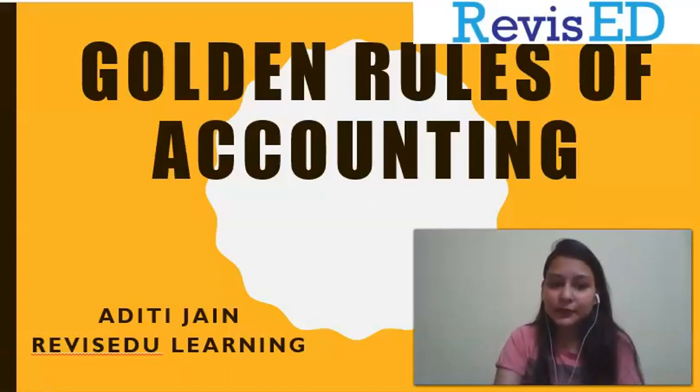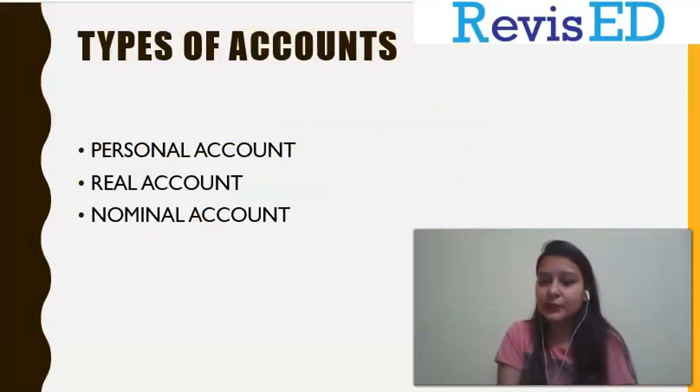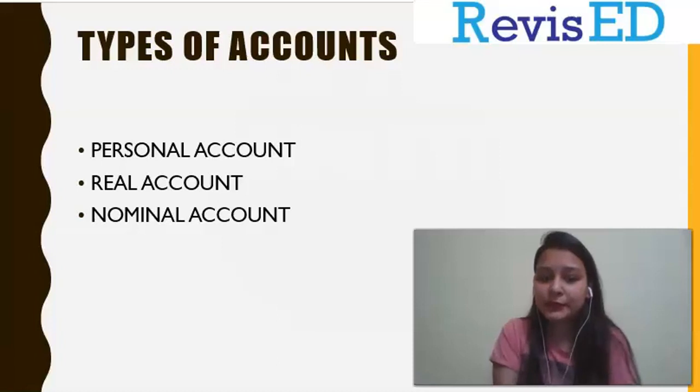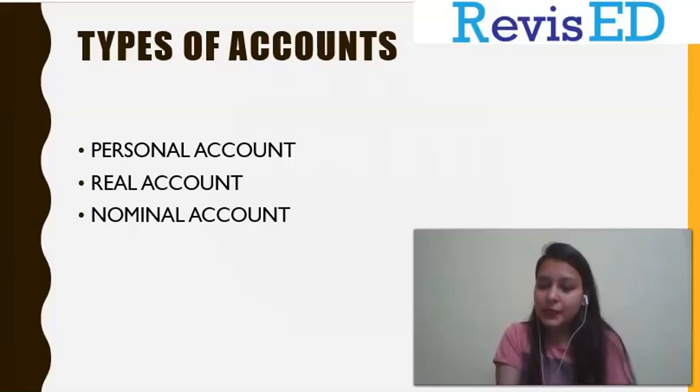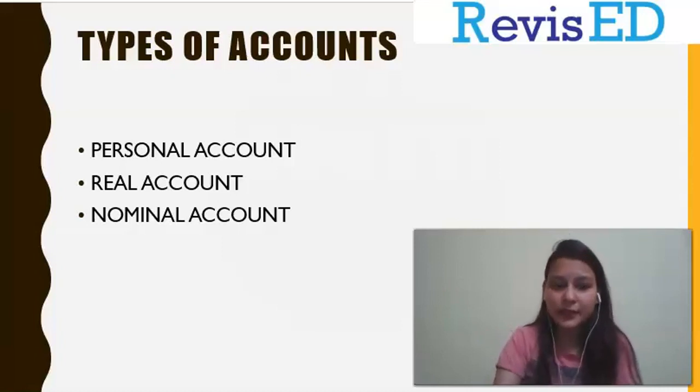Today in this video, we are going to learn about golden rules of accounting. Before learning those rules, we need to learn the types of accounts, because the rules differ when the account differs. There are three accounts: personal, real and nominal. Today we are going to read about personal account, real account and nominal account in detail.